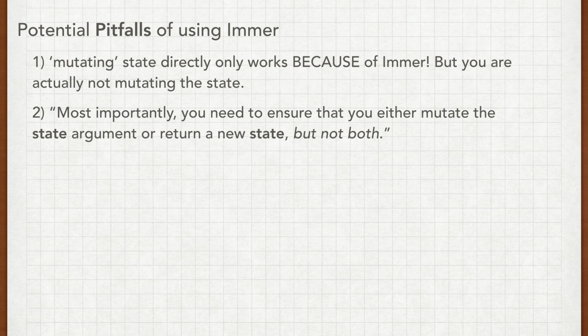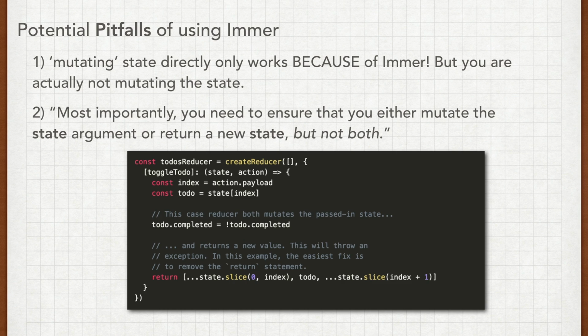Number two, and this is important, this is also from the documentation, that's why I put it in quotes. Most importantly, you need to ensure that you either mutate the state argument or return a new state, but not both. So one thing about Immer, if you saw from our examples, is when you're using Immer to quote unquote mutate the state, you're not returning anything in that reducer. You're just mutating it directly and just leaving it be. There is no return in that function. Here's an example of what not to do.